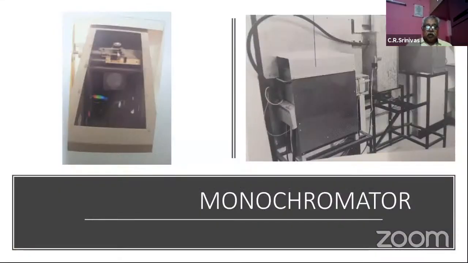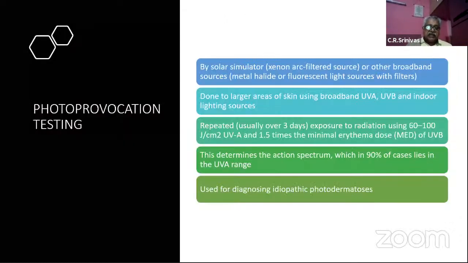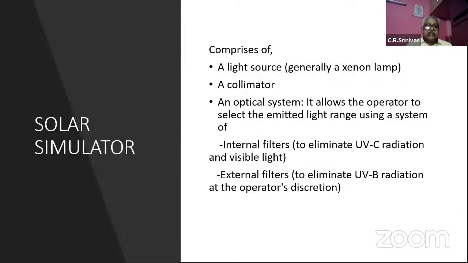This is the monochromator, the grating type of monochromator. I have seen this in Dundee and in St. Thomas Hospital. Then we can do photoprovocation, wherein we can expose a person to the light and see how it works. Like we have a Hönle lamp, we can expose a person to the whole spectrum minus UVB by putting a glass, and we expose the person daily for about 4 or 5 days till the lesions develop.